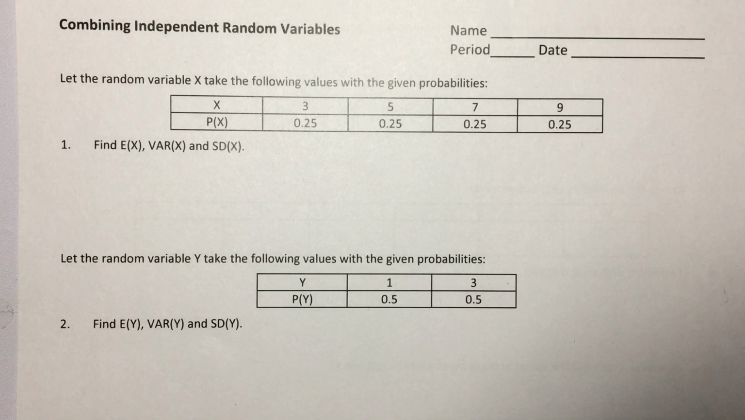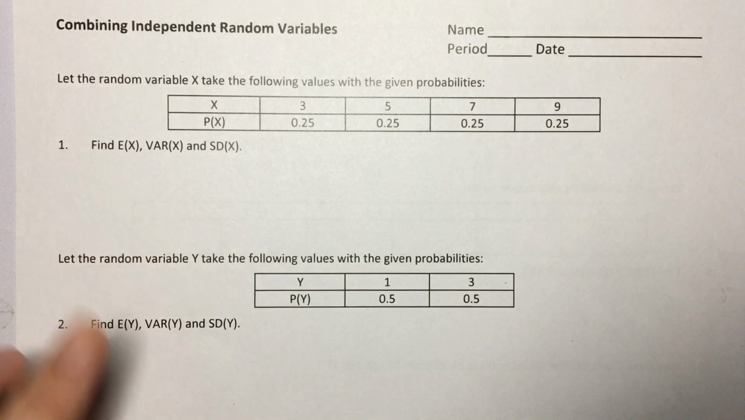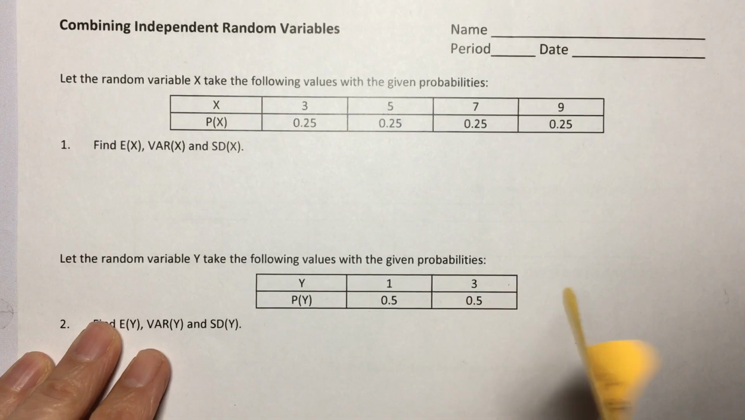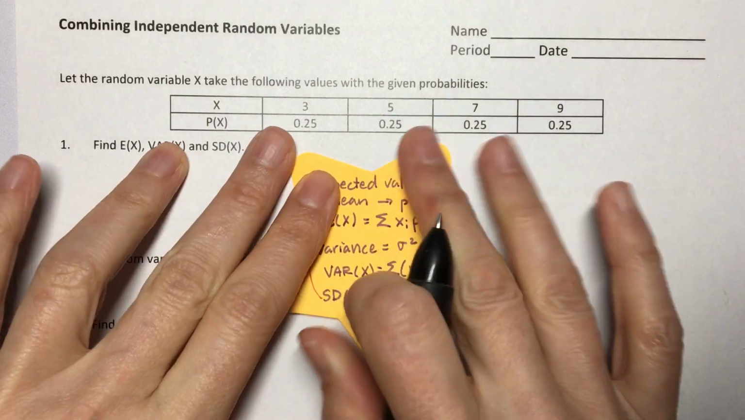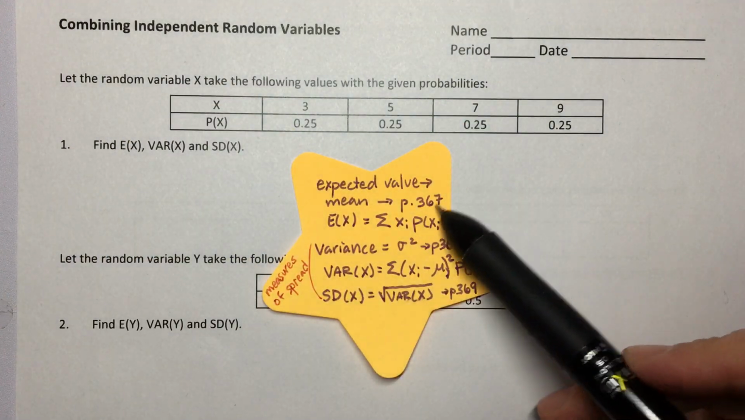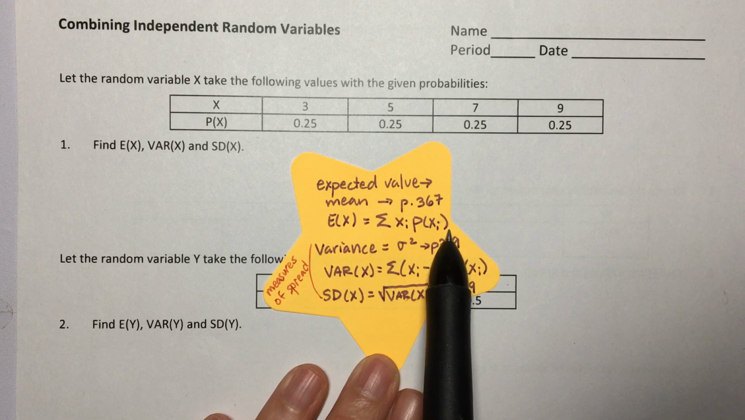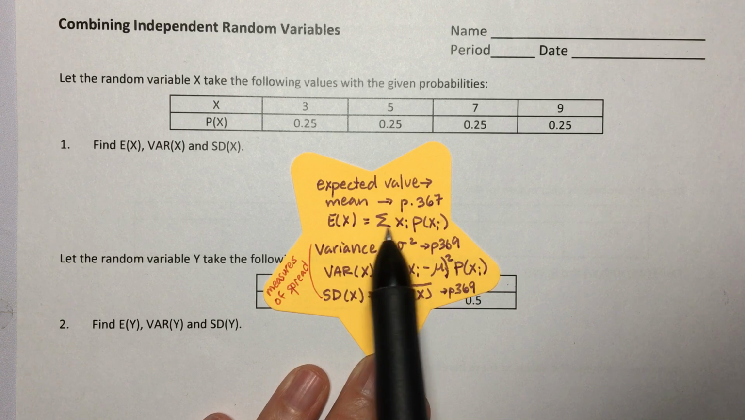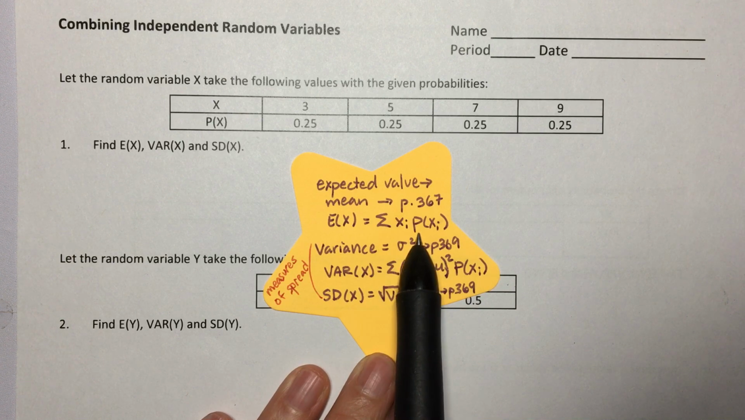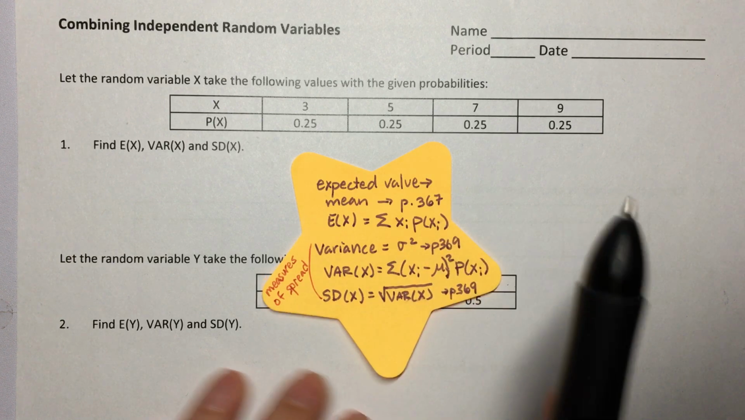So starting out, what's your average value, the expected value? And that E of X actually means expected value. It's your mean. You can find this on page 367 of the book and on your formula sheet looking like this. Sigma, which means sum, of each number times the probability of that number.